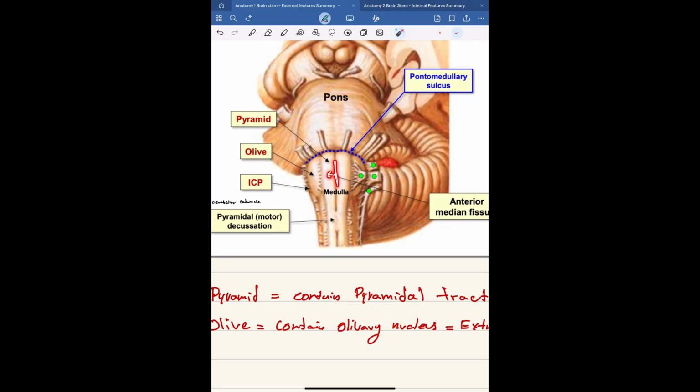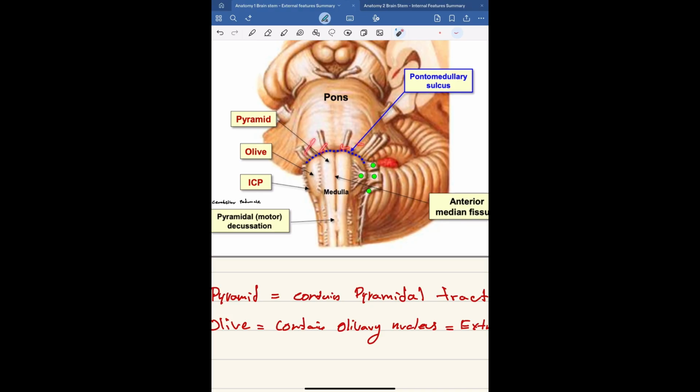If I go laterally, I see this structure, and this structure is called the pyramid. And if I go laterally further, I see literally an olive-like structure called the olive, from its shape. And if you go laterally further, I see the inferior cerebellar peduncle. Now, if I go from the midline upwards, I see the same sulcus, the postero-medullary sulcus.